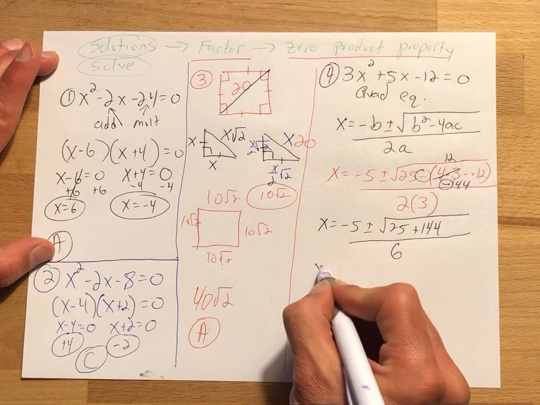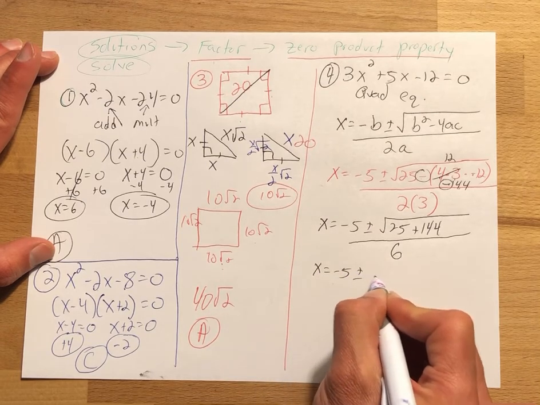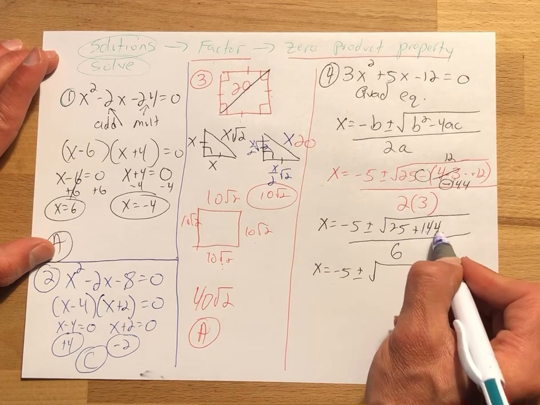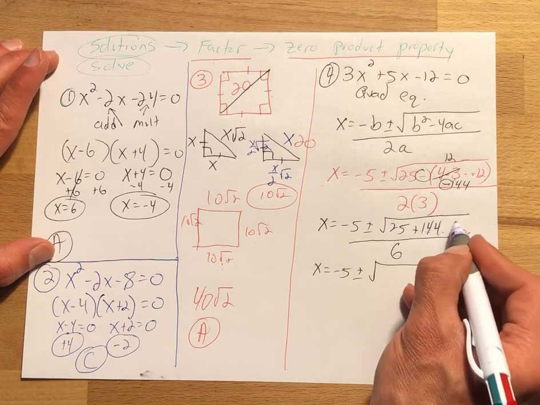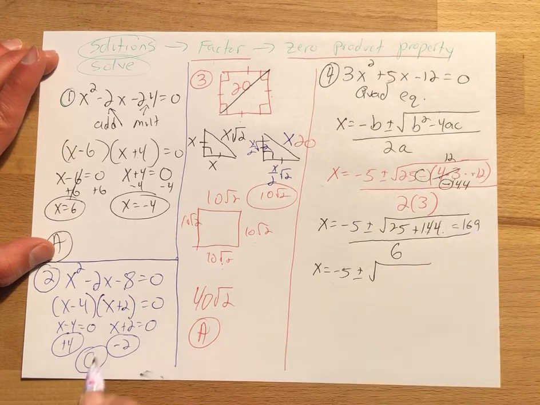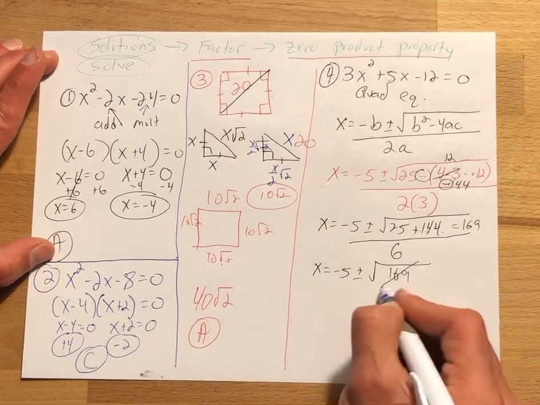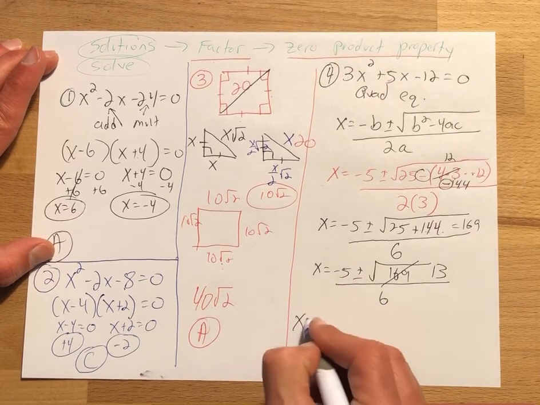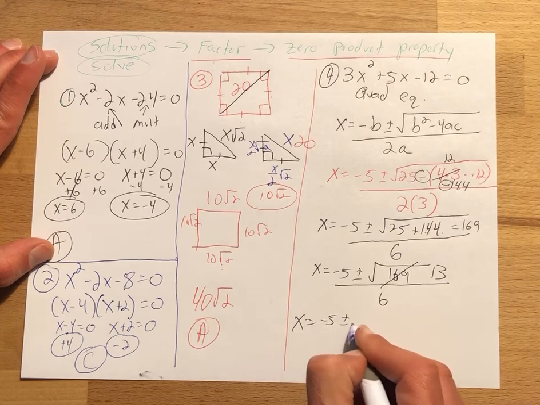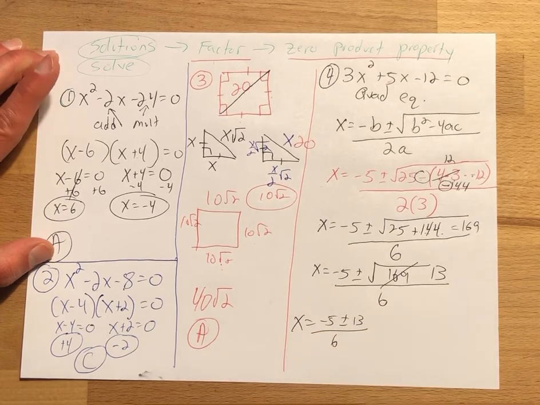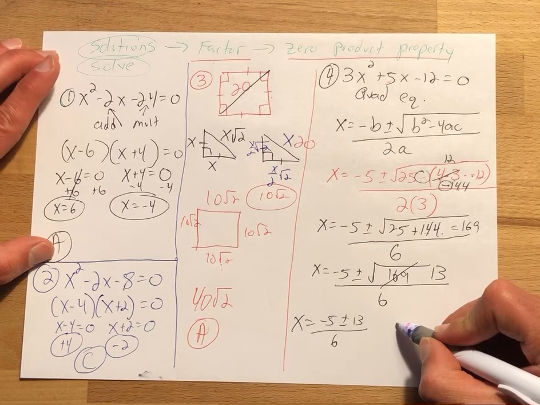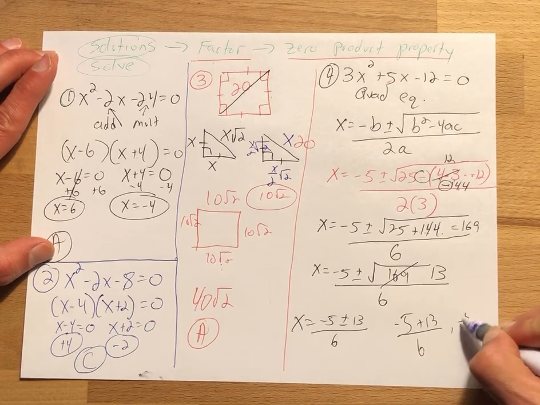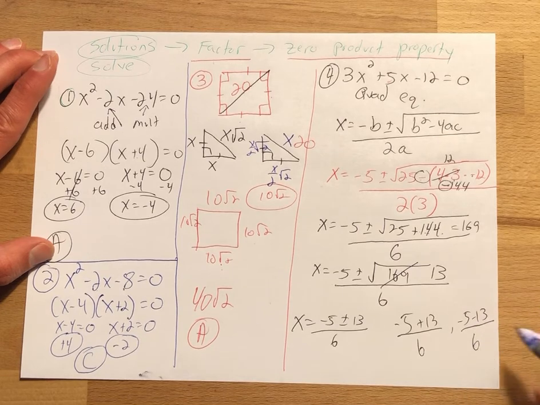All right, so I'm going to have x equals negative 5 plus and minus the square root of, if I add 25 to this, I'm going to get 169. And the square root of 169 is 13. All over 6, so I'm going to have x equals negative 5 plus and minus 13 all over 6, which is going to break down into 2 terms. I'm going to have negative 5 plus 13 over 6 and negative 5 minus 13 over 6.